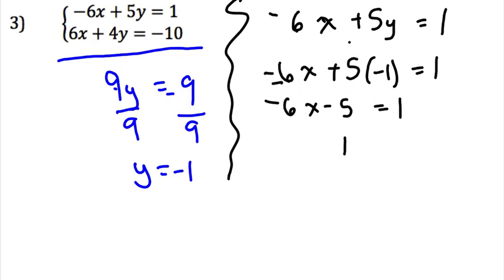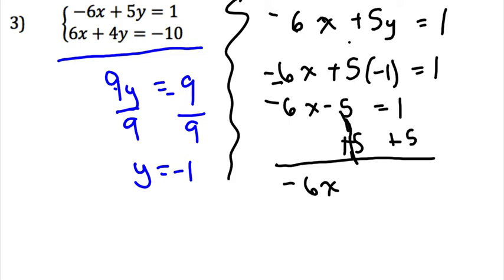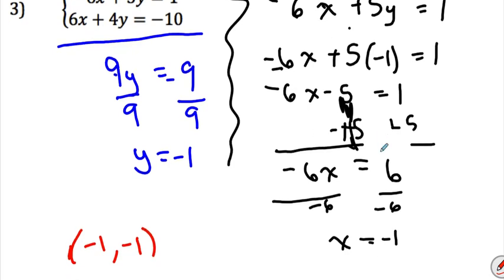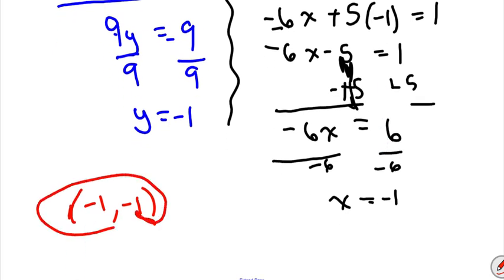Now I need to move the 5, so I have to add 5 to both sides. The 5's cancel out, right? -5 plus 5, these are gone. So -6x equals 1 plus 5. The right-hand side, 1 plus 5 is 6. Last step, divide both sides by -6 to get your x by itself. We get x equals -1. Final answer: -1 for the x, -1 for the y, so (-1, -1). All right, a couple more here.